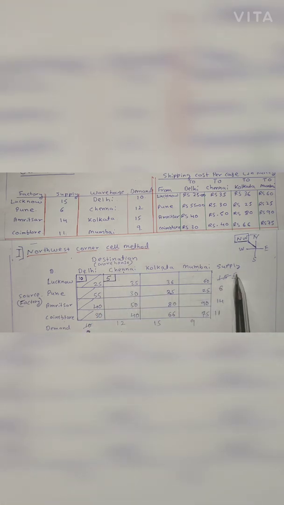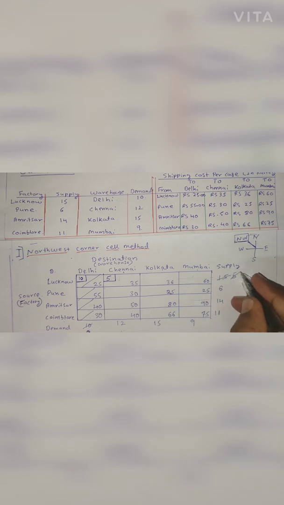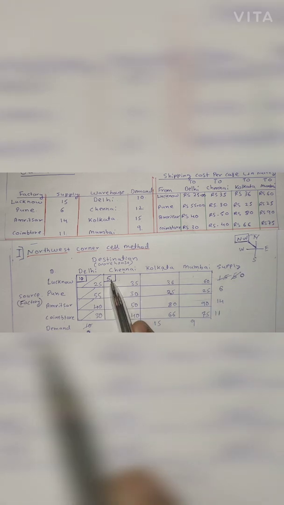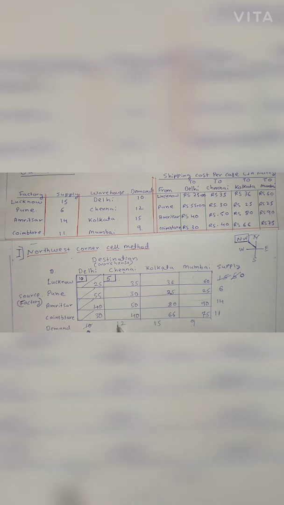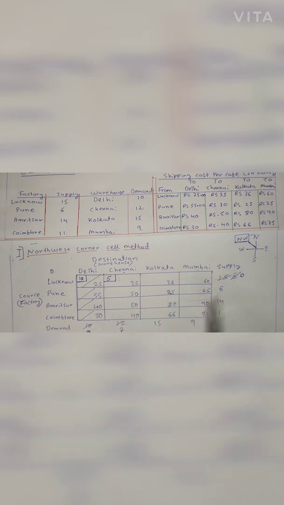Now we subtract the number written in this box from the supply and demand. 5 minus 5 will give you 0, and 12 minus 5 will give you 7. The remaining number you write over here. Now the row has become 0, so we'll strike off this whole row.